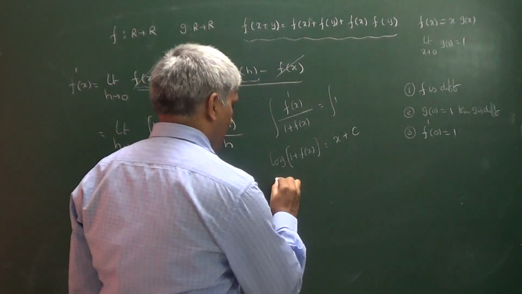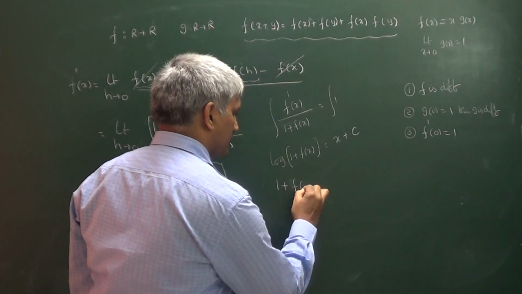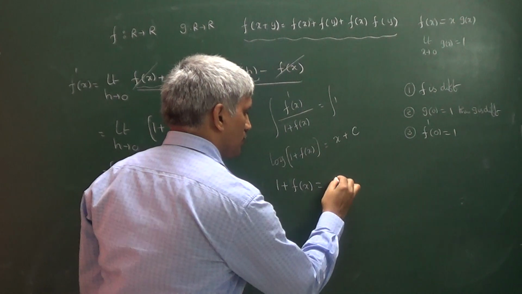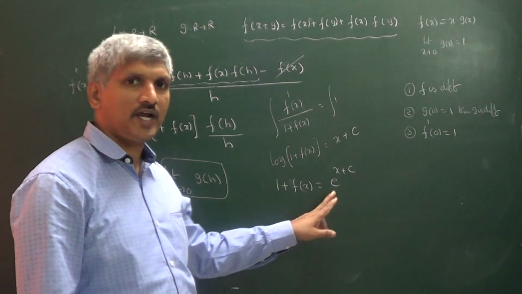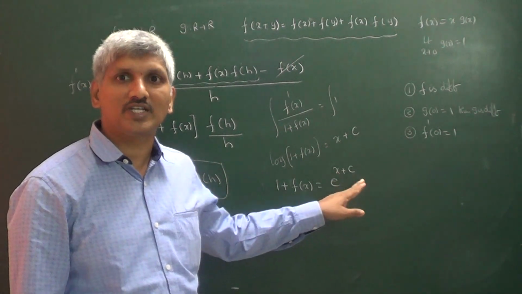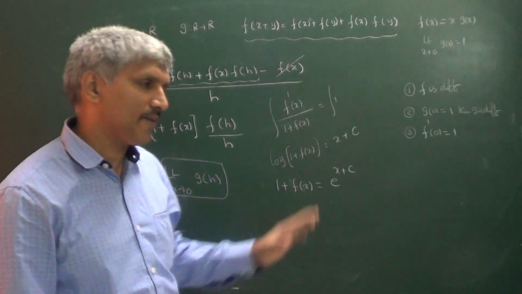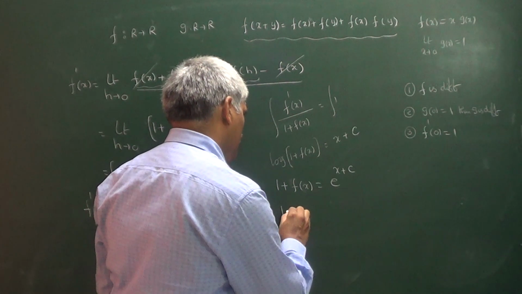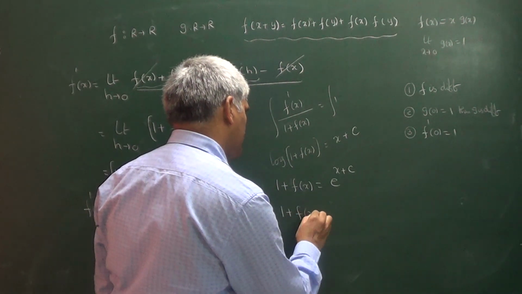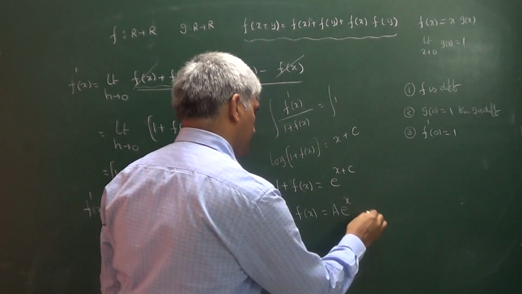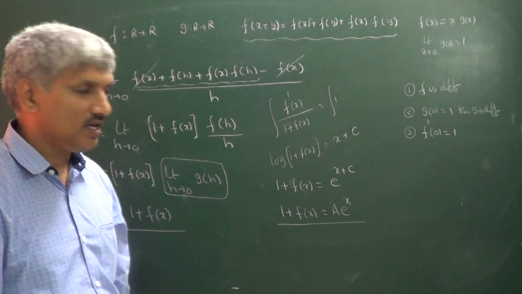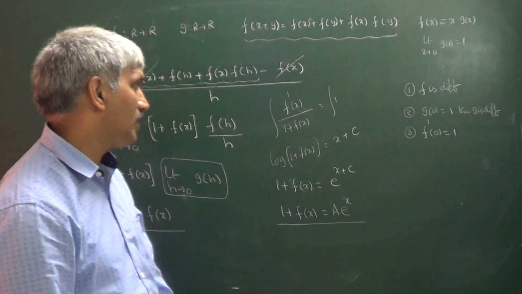So now we can write 1 + f(x) is equal to e to the power of x + c. Here you will get e^x into e^c. e^c I am considering as a. That means 1 + f(x) is equal to a into e to the power of x. That is the information we got. But how to find the value of a?